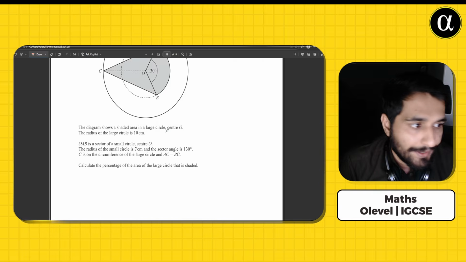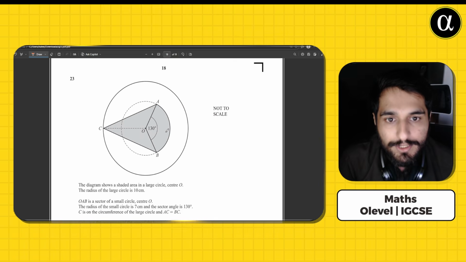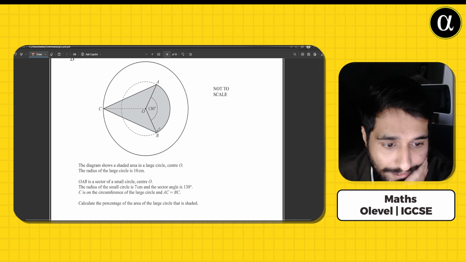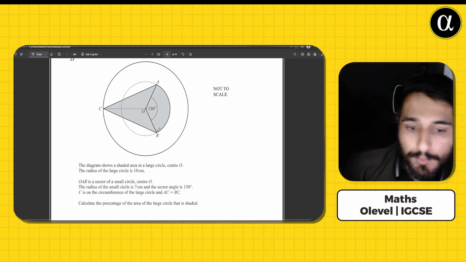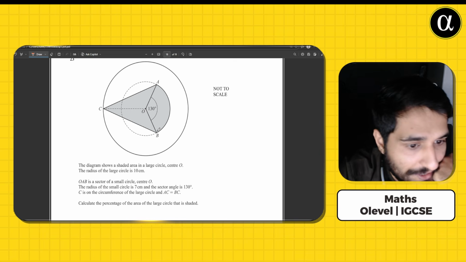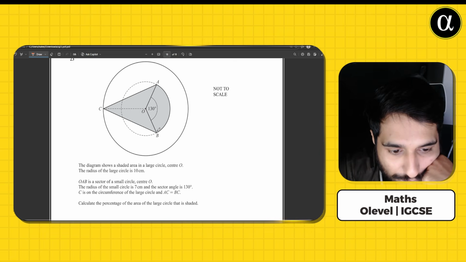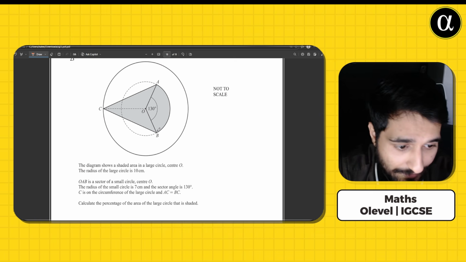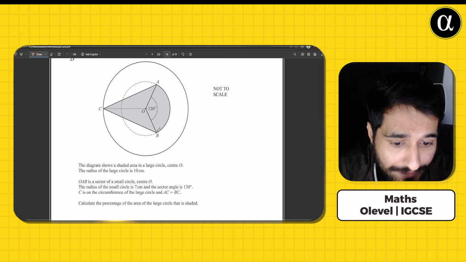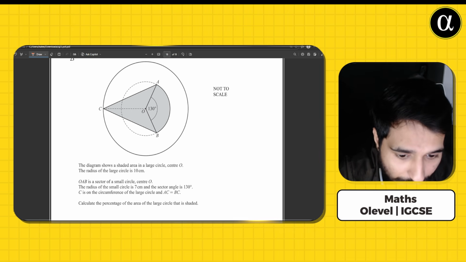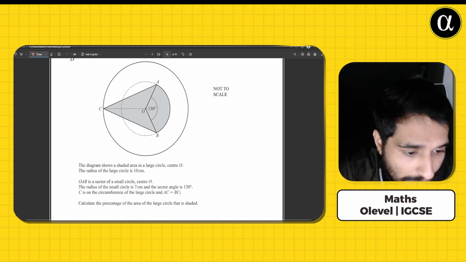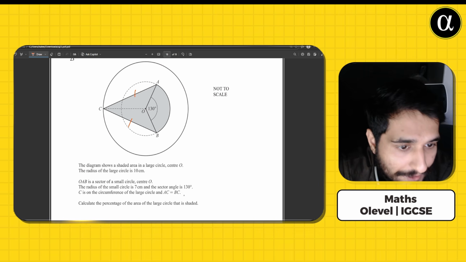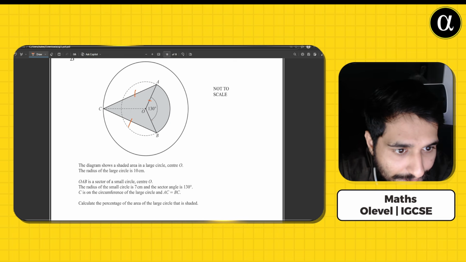Now, question number 23. Question 23 says the diagram shows a shaded area in a large circle with center O. The radius of the large circle is 10 centimeters. OAB is a sector of a small circle with center O. The radius of the small circle is 7 and the sector angle is 130 degrees. It further says that C is on the circumference of the large circle, where AC is equal to PC. So this part is the same as this part, and it further states that these are the radiuses.